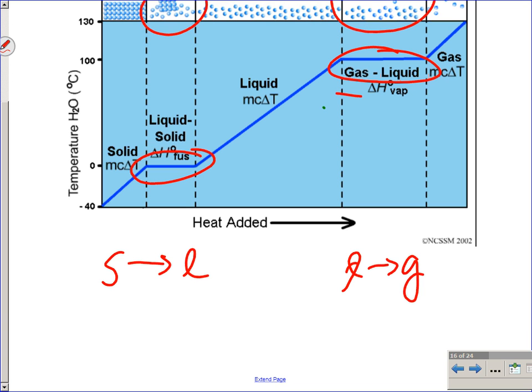So the potential energy begins to change, though the kinetic energy is not. Remember, temperature is actually more of a measurement of kinetic energy change, the energy of motion. As you know, kinetic energy is energy of motion, and potential energy is like inherent energy.